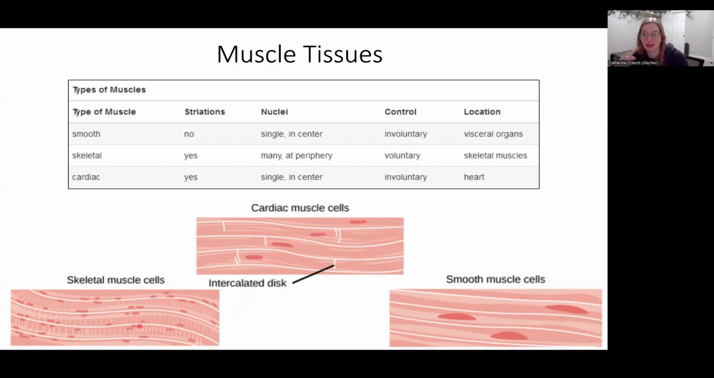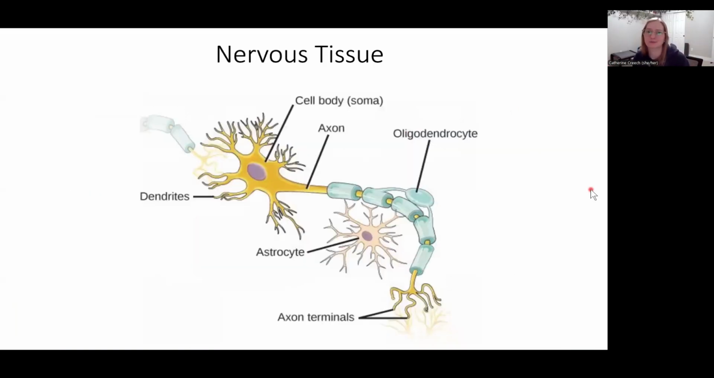So I'm using it right now to move my mouth, to move my tongue so I can talk to you, to move my hand. But I'm also using it to control my diaphragm so that I'm controlling the amount of breath I'm letting out as I'm talking to you. And Max is under my chair right now, so I'm using it to pet him with my foot. All of that is skeletal muscle. It is voluntary.